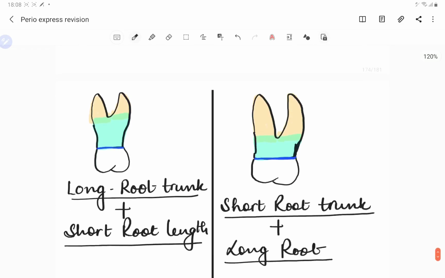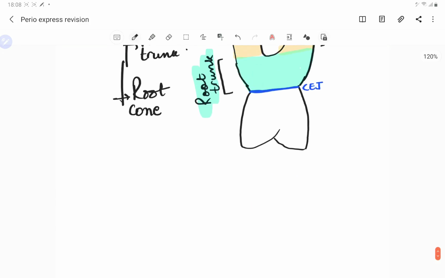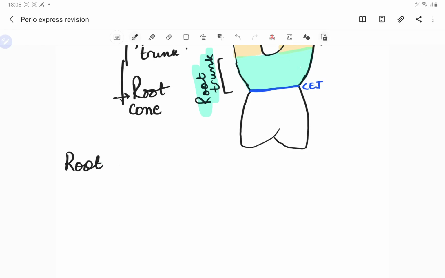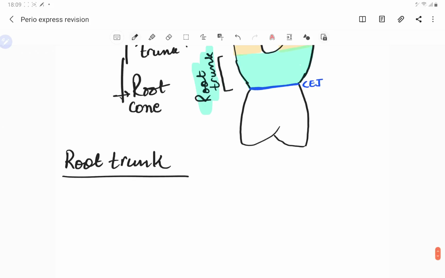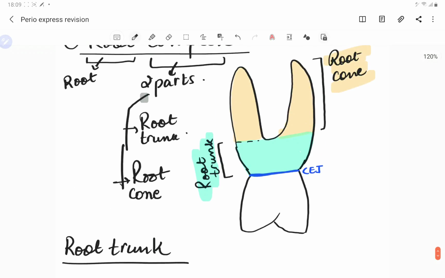Now, we have got the root cone, but first of all, we'll talk about the root trunk. The root trunk is the part which is from the CEJ up till the furcation. Up till the furcation, if you can see here, guys, this is the furcation line, right? This is where the tooth or the root furcates, that is, divides. So from the CEJ up till this measurement is what we call the root trunk.